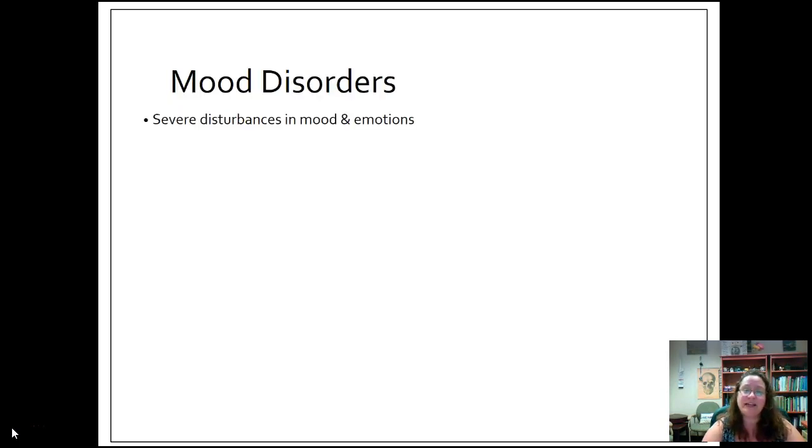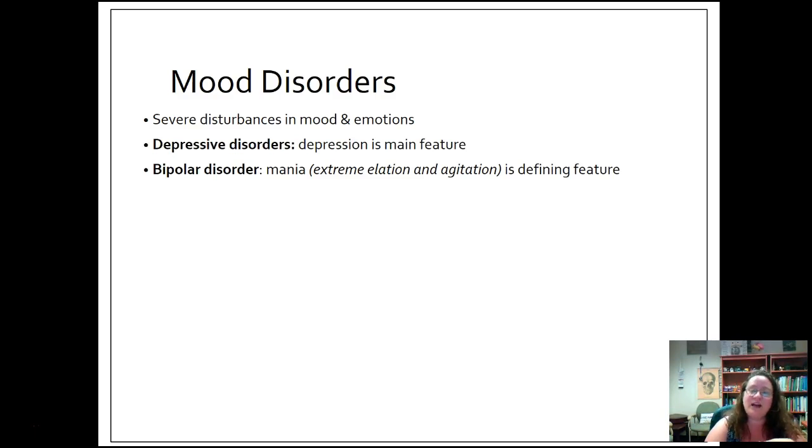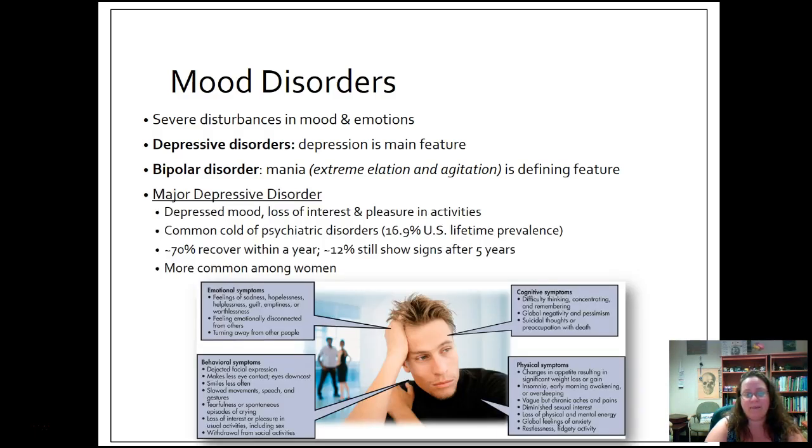And this brings us into the next category of mood disorders. For our mood disorders, what we've got is some kind of disturbance in our moods or our emotions. The two we'll talk about are depressive disorders and bipolar disorder. So with depressive disorders, depression is the main feature. Bipolar disorder is mania. So we'll talk about mania here in a minute.